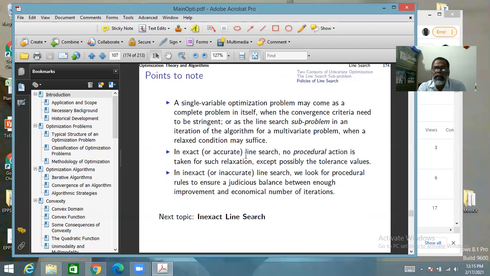In exact line search, no separate procedural action is taken for such relaxation. It's only a matter of playing with the tolerance value. In inexact line search, we look for procedural rules to ensure a judicious balance between enough improvement and economical computation load. Okay, so that inexact line search is what we will do in the next lecture.